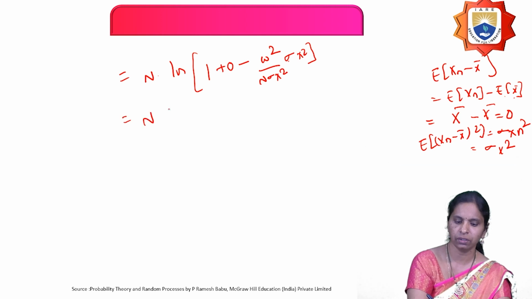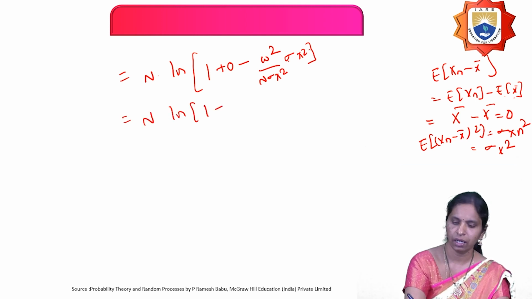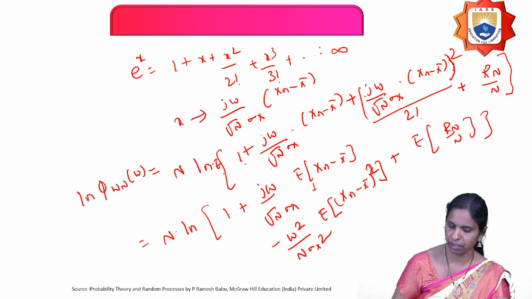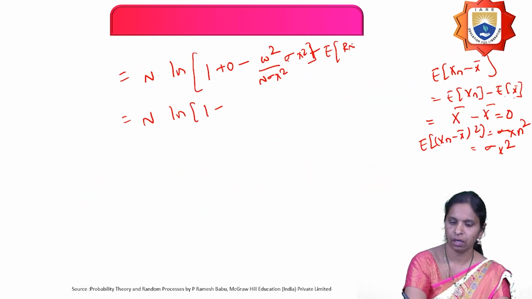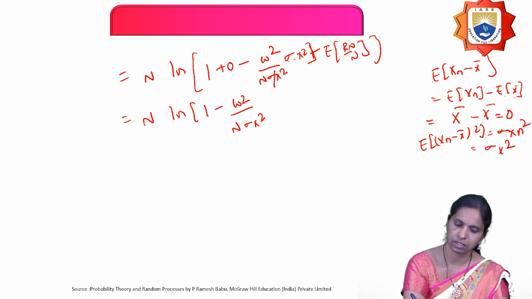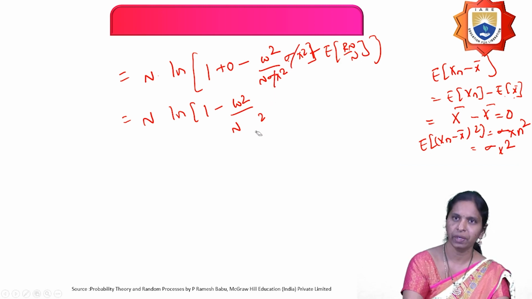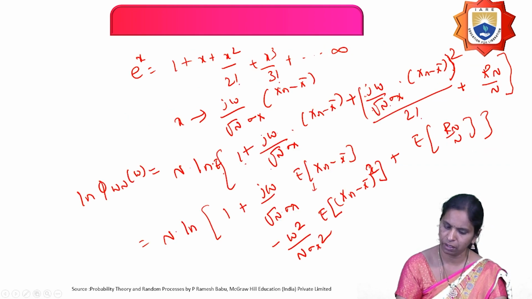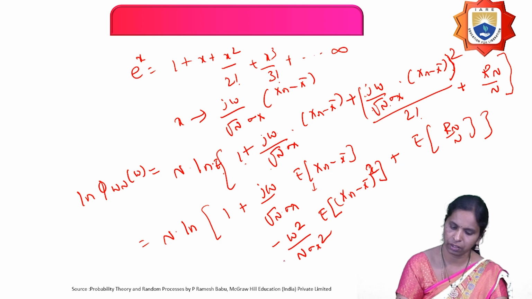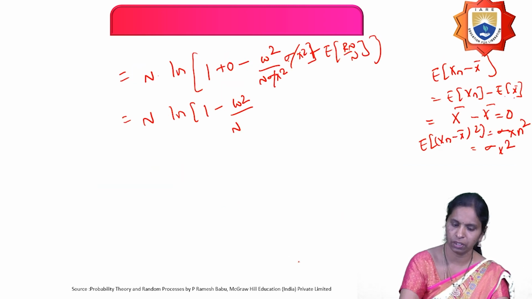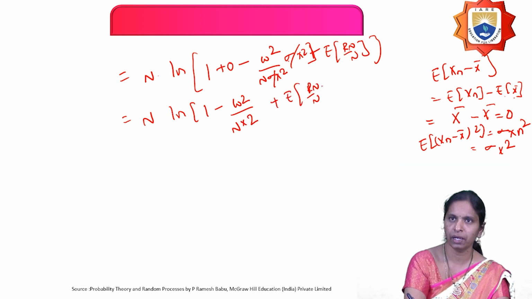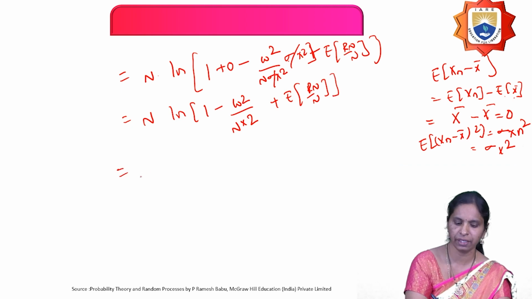That equals n into ln of 1 minus, and one more term, Rn by n. So, the expectation of Rn by n. So, it equals 1 minus omega square by n into sigma x square, and these will get cancelled. Then what do you get here? Omega square by n, into 2 factorial, which is nothing but 2 only. So you are getting here 2, and plus the expectation of Rn by n.